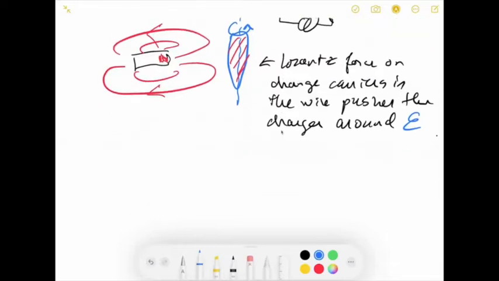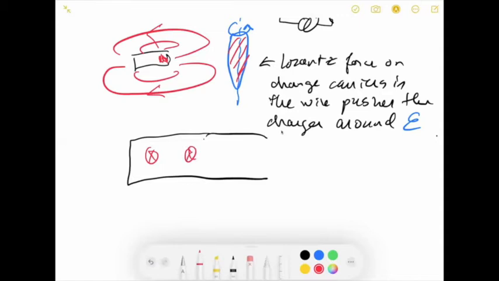And then finally, there's another one where you say, well, if you have, let's say there's a magnetic field here, so the B field.